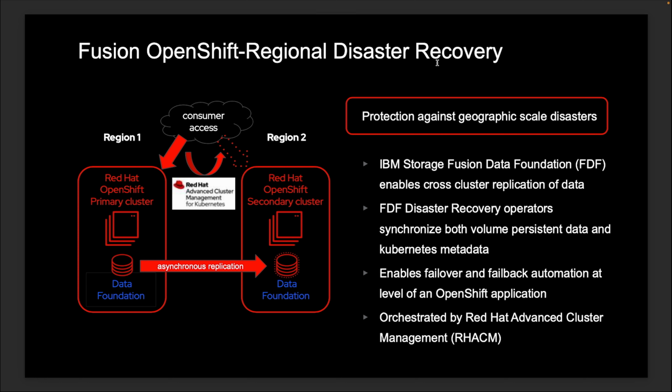The data is being replicated between the two clusters using Fusion Data Foundation. And we can see that this will enable us to do a failover and a failback automation at the level of an application. And this is all orchestrated by Red Hat Advanced Cluster Management. So let's go ahead and see how this would actually work.